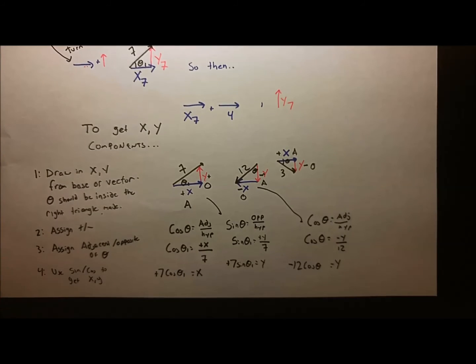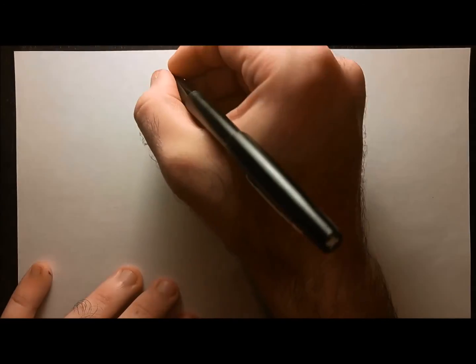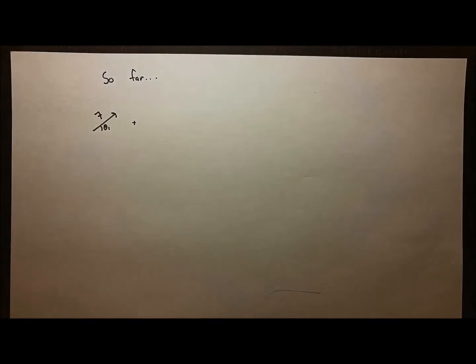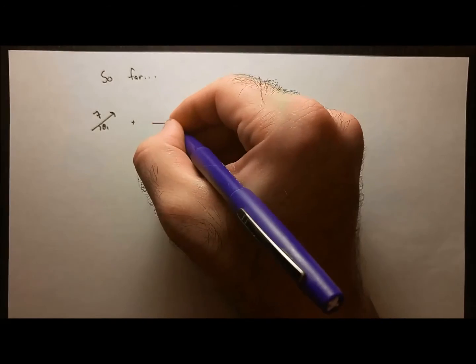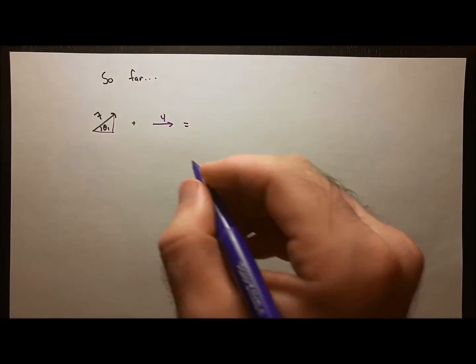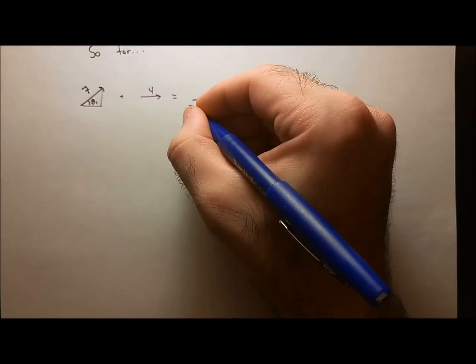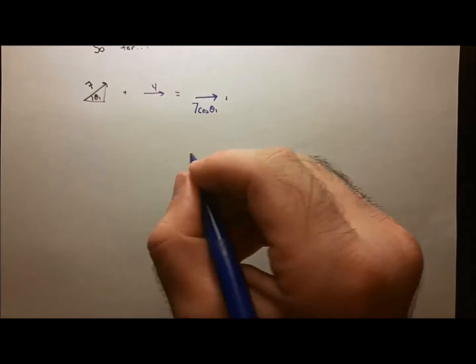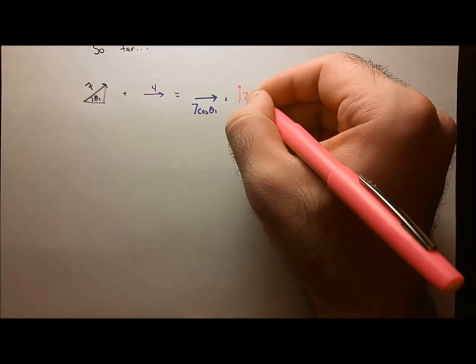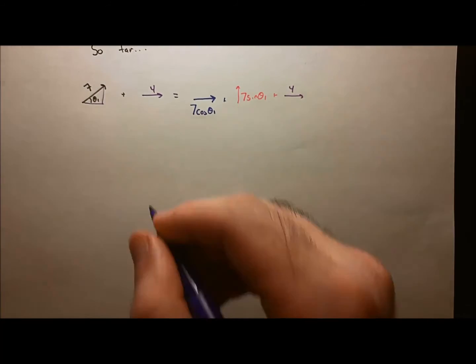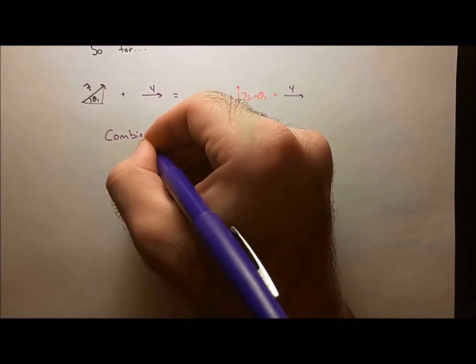So you see how I do it there. I constantly look at what's adjacent, what's opposite, and use sine and cosine, and end up solving for the x and y parts. So far, that's the 7 at an angle plus the 4 to the right. What I've done is I found x and y parts. The x part, I found it to be 7 cosine theta 1. The y part I found to be 7 sine theta 1. And the purple part is still 4 to the right. There's no y part because there's no up and down portion of it.